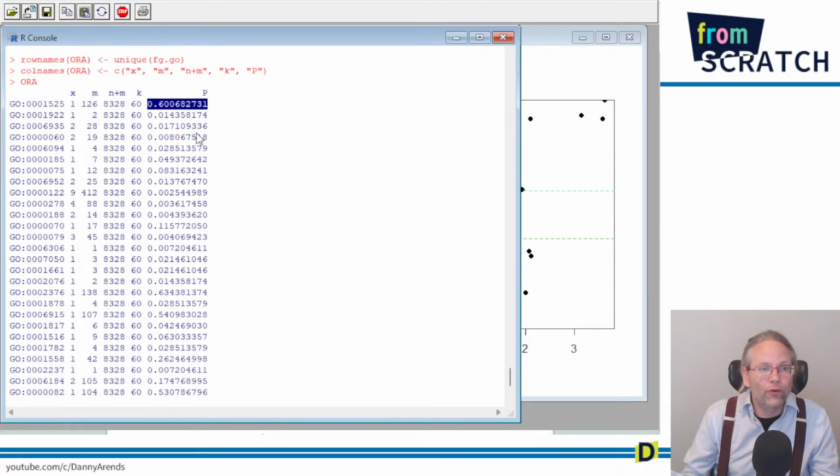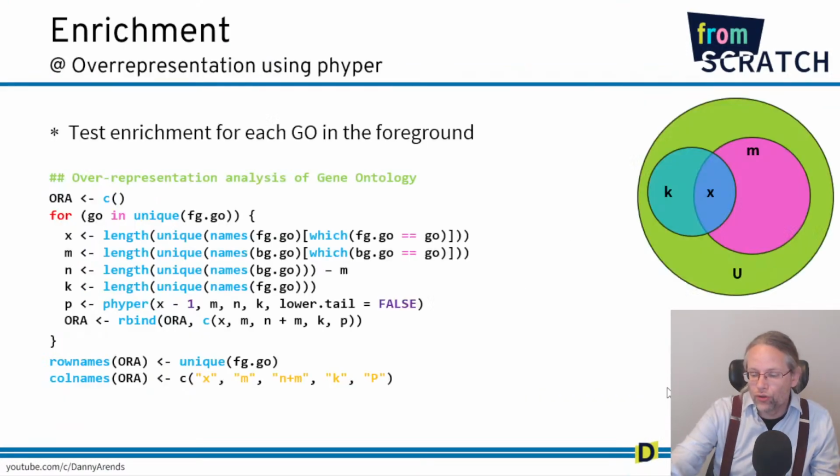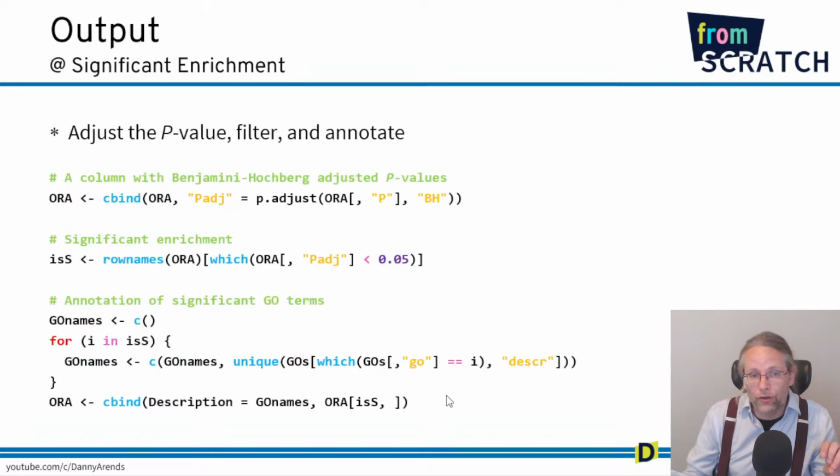So if we scroll, we already see that some of them indeed are kind of significant, right? So 2 out of 19 is 2 out of 60 when there's only 19 out of 8,328. That is significant. But we only have the GO terms here, right? So we need to make sure that we annotate this and build a real matrix which we can use.